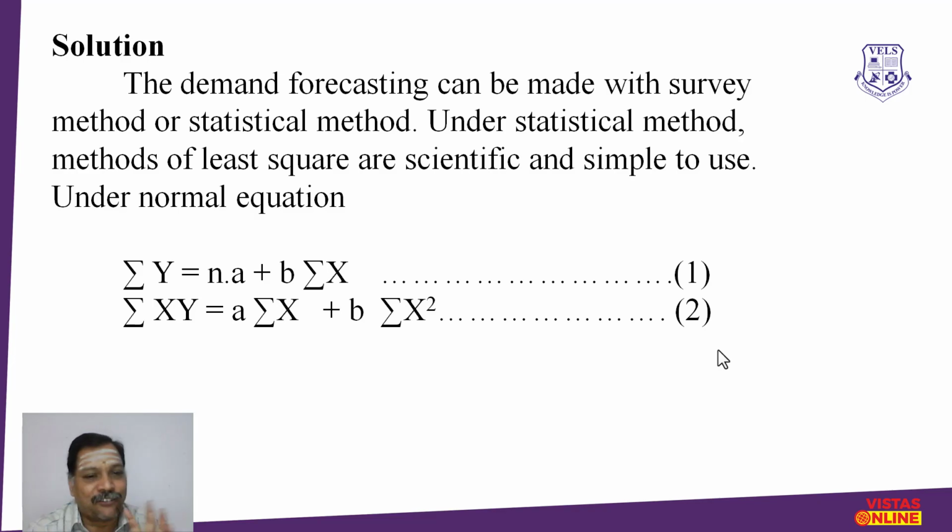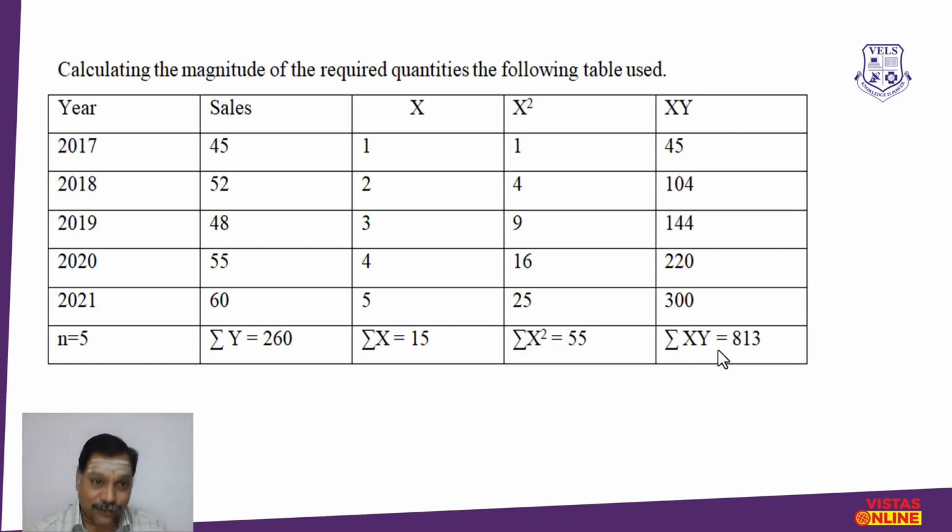So here 5 things we have to calculate. What is that? n, summation of y, summation of x, summation of xy, summation of x square. These 5 we have to calculate. Sales value already given, so we are constructing the table. There are 5 years, 2017, 18, 19, 20 and 21. So totally 5 years. Here n is 5. Already we are having the sales value for these 5 years.